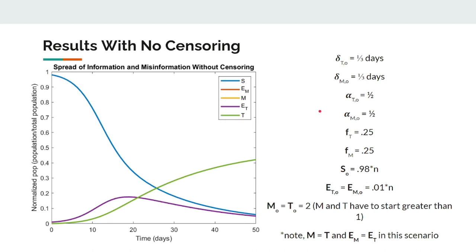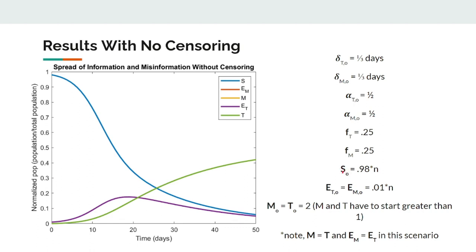So here are our results with no censoring. For this simulation, we assumed delta T0 and delta M0 to be 1/3 days, which is saying that it takes around 3 days for them to make their decision on if they believe or reject the information. We assumed our alpha T0 and alpha M0 both to be 1/2, and we assumed our fraction that believe it for both true and misinformed categories to be 25%, which means 75% move back to the susceptible category.